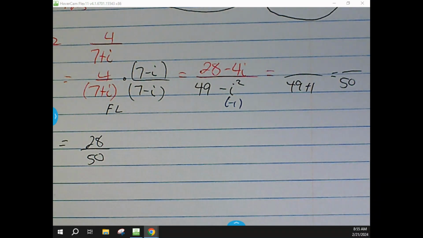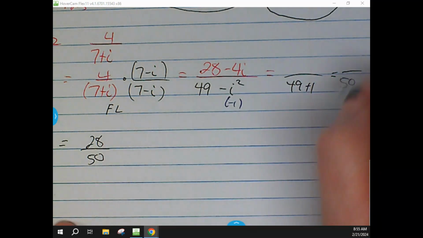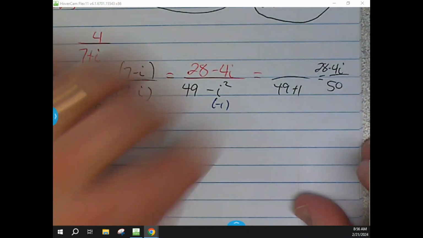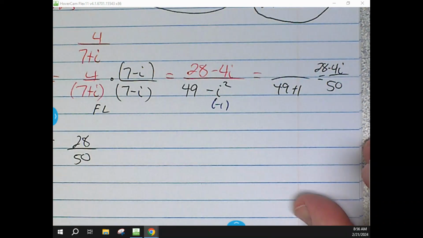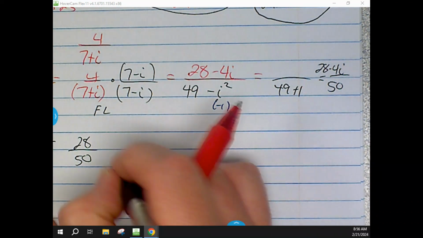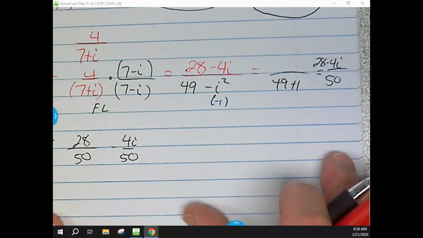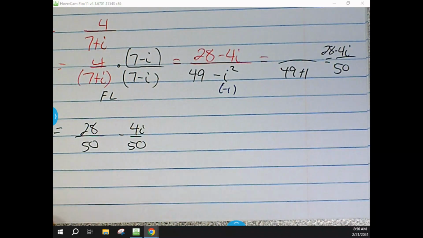If you've got the two parts that are here, they want you to go ahead and break this thing up instead of one big fraction over 50. Because if it was 28 over 50, we could simplify it. If it was 4i over 50, we could simplify that one. So this is where they want you to break this up into two separate fractions, so you can simplify each piece of the fraction.